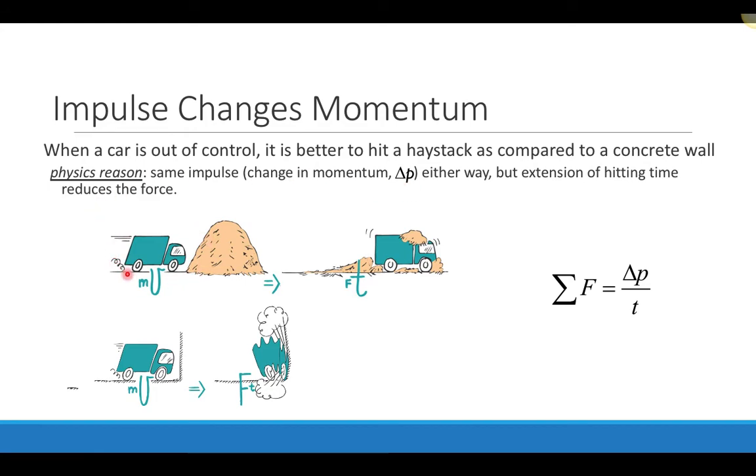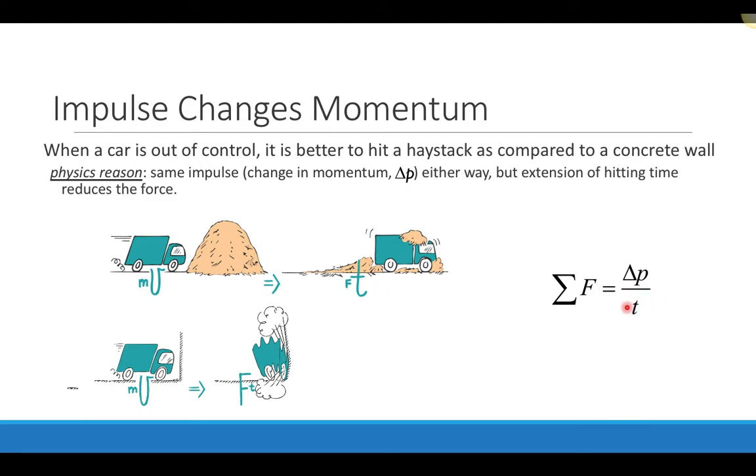So both, here's the truck, both cases, same mass, same initial speed, initial velocity. The end result is also the same. They both come to rest, so the truck stops here and the truck stops here. So they have exactly the same change in momentum. But by extending the hitting time, it reduces the force, right? So this impulse-momentum relationship is they have the same change in momentum, but hitting the hay, the time interval for stopping would be large, and a large time implies a smaller force, right?